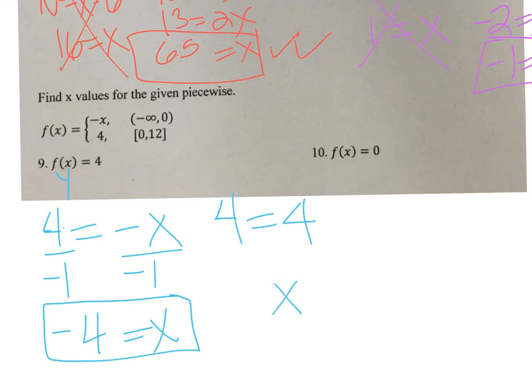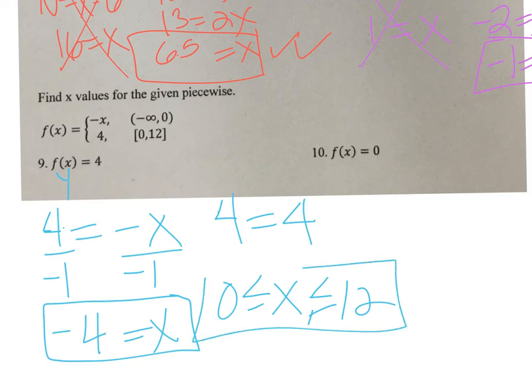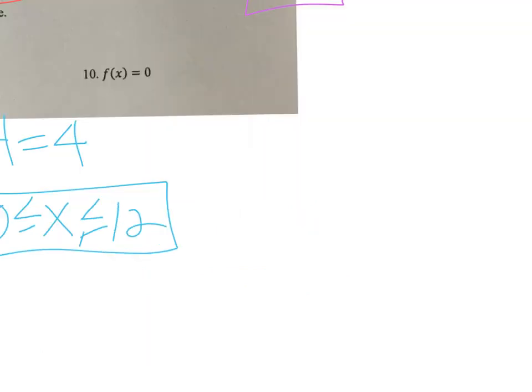So x is going to be between 0 and 12, all of those places. That's where y is going to be 4, okay? It's going to be 4 at negative 4 for this first function, okay? It's going to be 4 at 0 all the way to 12 for that second function. Okay. All right, lastly, we have f of x equals 0.